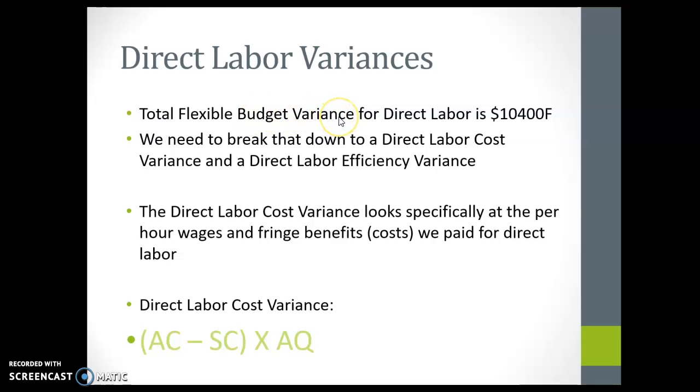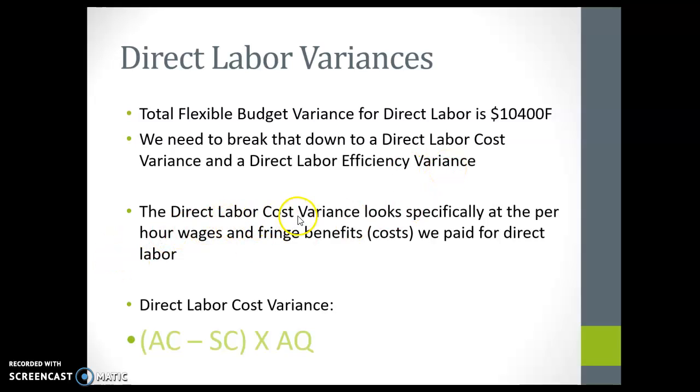That means the difference between the direct labor that we actually paid for and the amount that we thought we would pay for direct labor for 52,000 batches of crayons. Okay, and so it turns out that the difference between the actual and the flexible budget for direct labor is $10,400 favorable. We need to break that down further, as we did with the direct materials, into a direct labor cost variance and a direct labor efficiency or quantity variance.